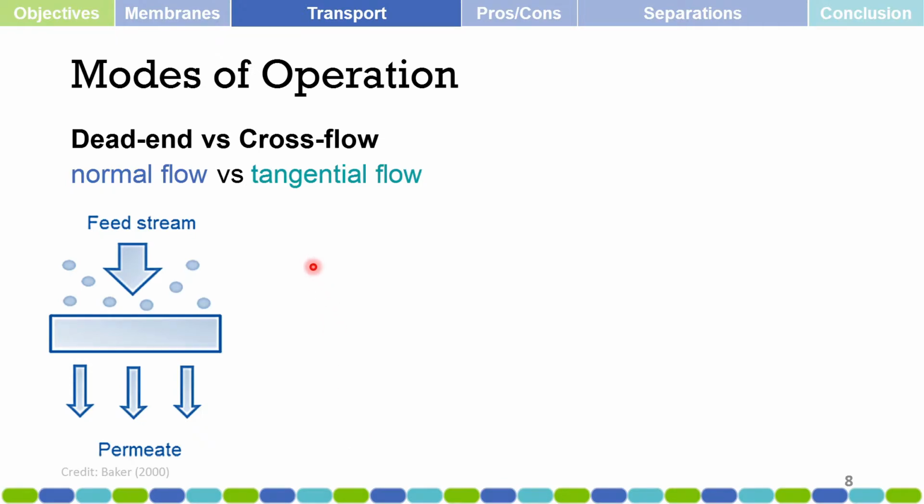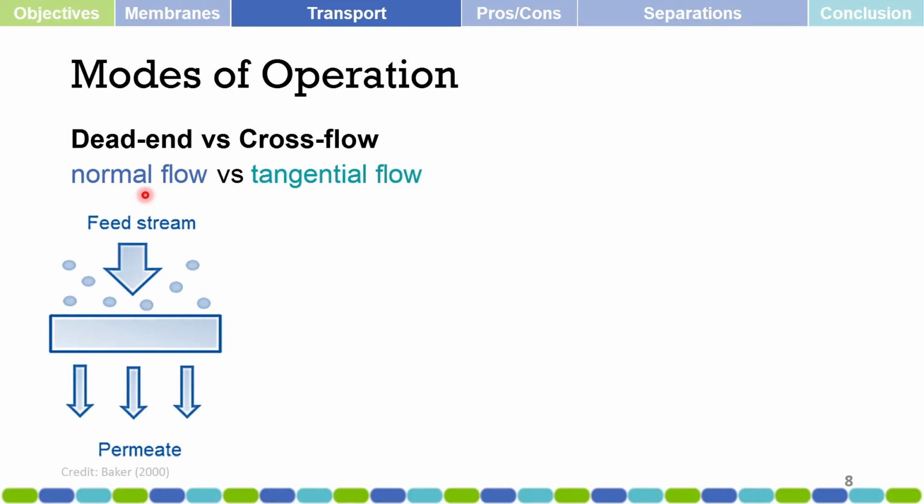Next, we also need to know the different modes of operation using the membrane. A membrane process can be operated in dead-end mode or cross-flow mode. When we say dead-end mode, we can also call it normal flow mode. The feed stream flows directly through the membrane. The good thing with a normal flow is that it is straightforward and it can be easily done in small scale, especially the laboratory scale when we are testing it in the lab.